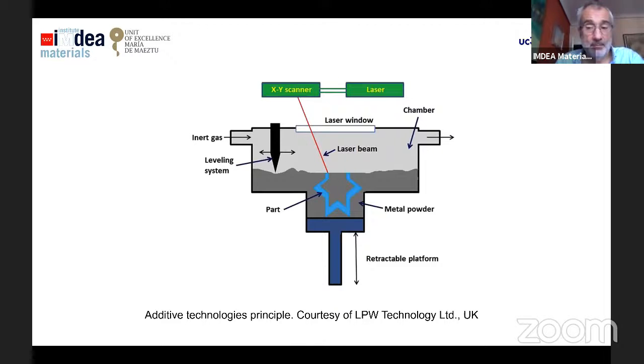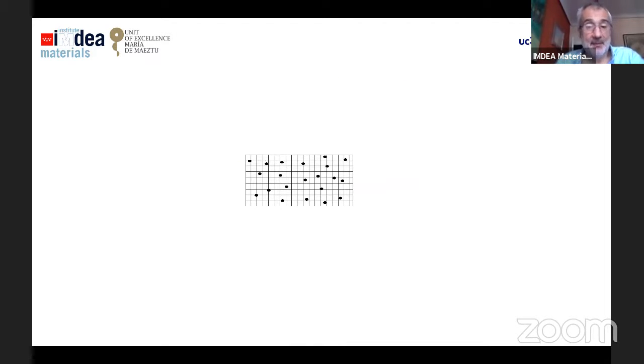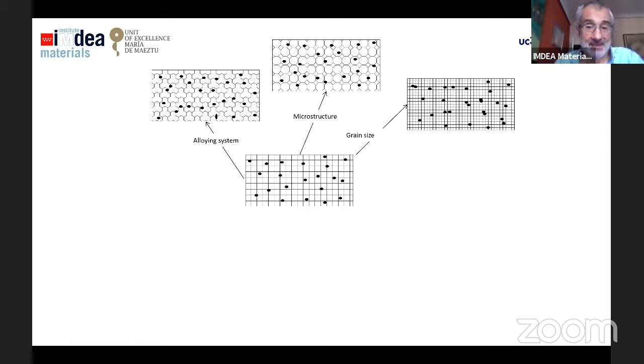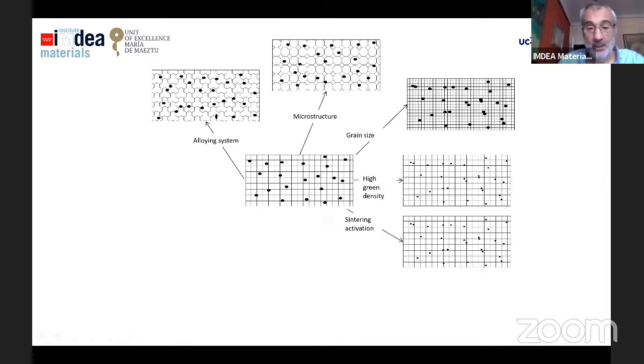So as a summary, we can say that powder metallurgy can produce porous material, as you can see here. This porous material used to have much better productivity than other kinds of materials, but lower properties. But from those porous materials, acting on different things, like the alloying system, the heat treatments in the microstructure, or even the grain size, we can improve the properties and change the microstructure. Also, we can reduce the grain size and reduce the level of porosity, starting from high green density materials or activating the sintering process.